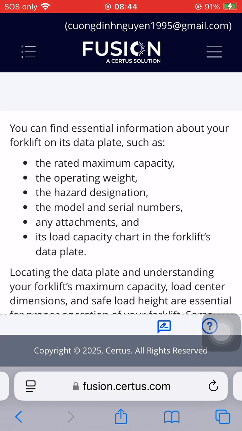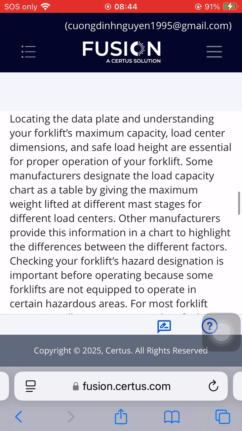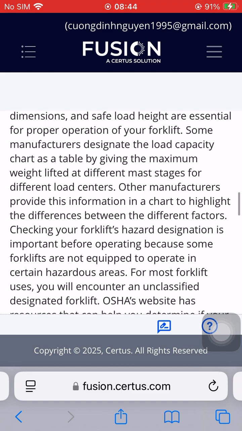Locating the data plate and understanding your forklift's maximum capacity, load center dimensions, and safe load height are essential for proper operation of your forklift. Some manufacturers designate the load capacity chart as a table by giving the maximum weight lifted at different mast stages for different load centers. Other manufacturers provide this information in a chart to highlight the differences between the different factors.